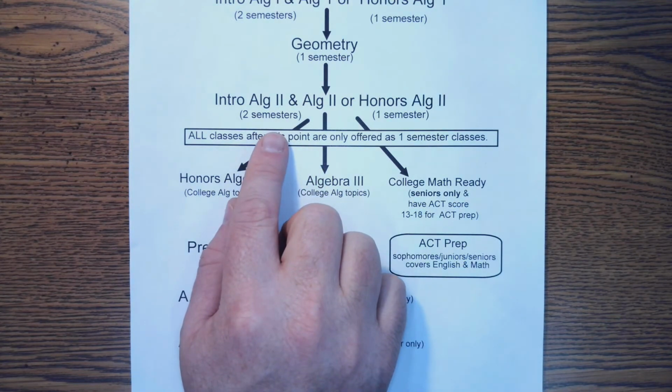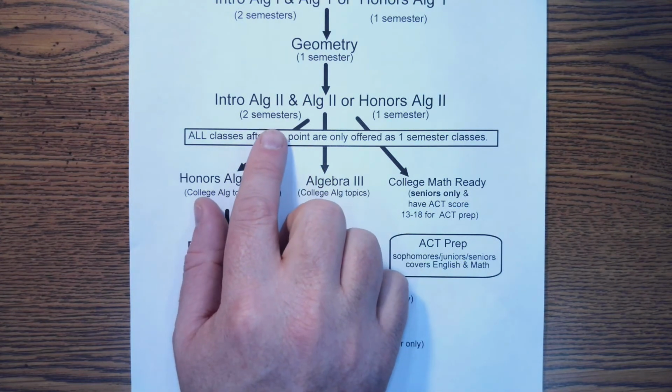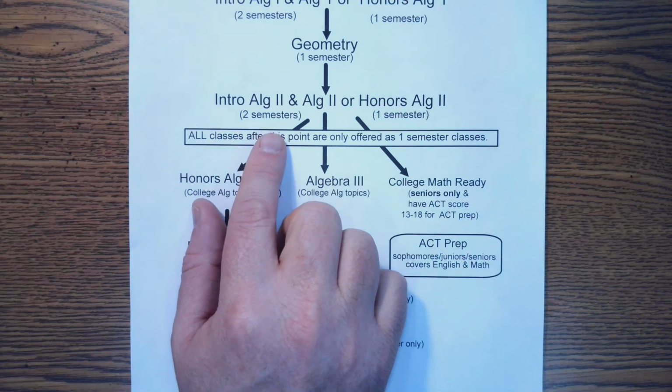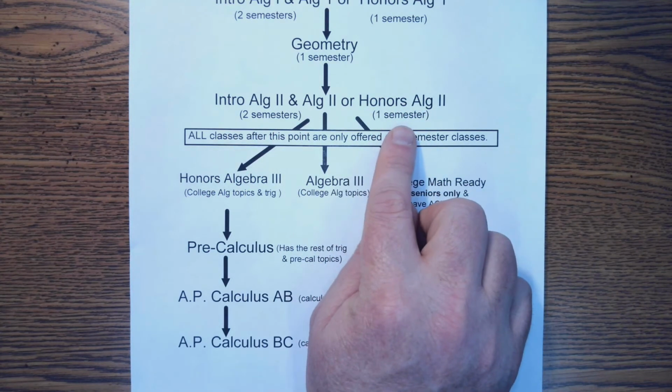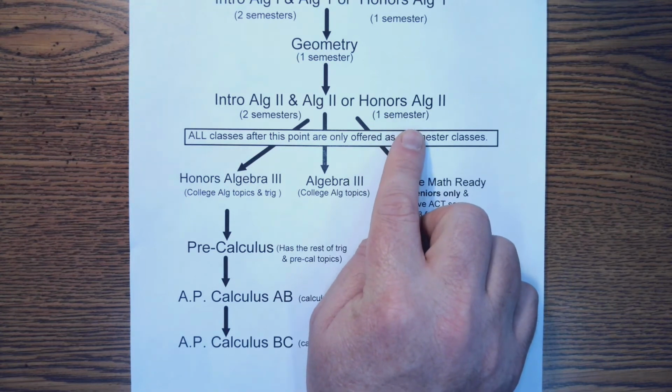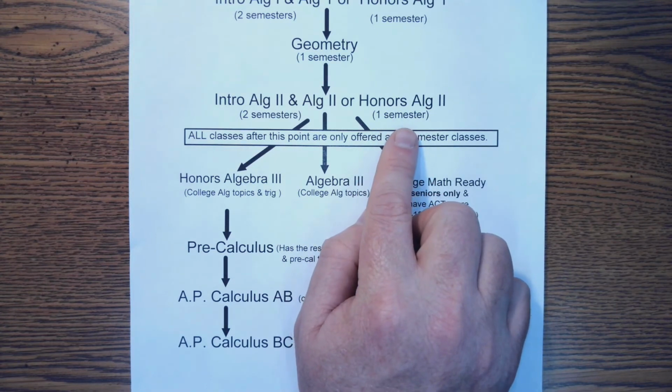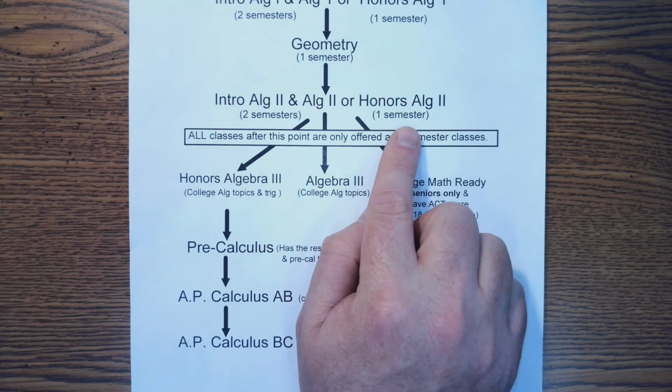This is for students that don't want to go at a fast pace, want a slower pace, with time to work in class. You could also do an honors algebra 2, which is 1 semester. This is only recommended for students that have A's or maybe a B in one of your math classes. Ask your math teacher if they recommend that.